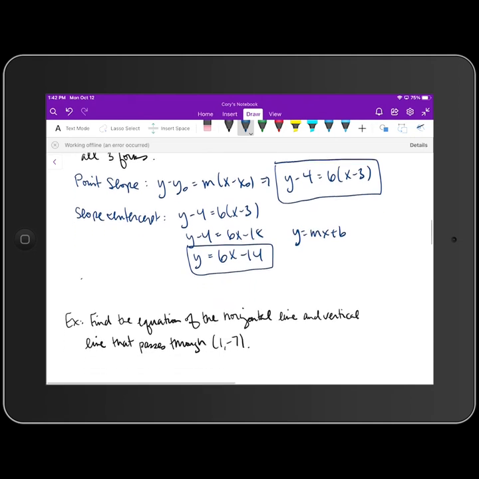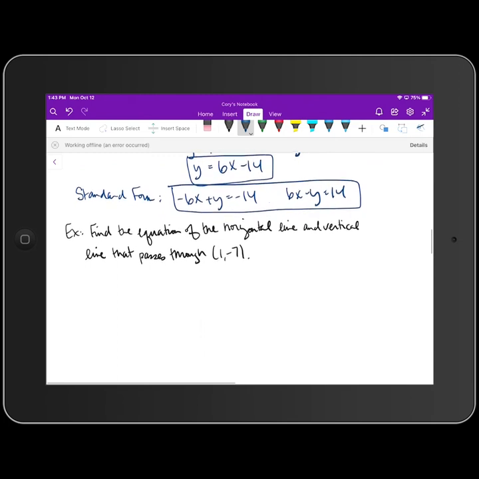And then the last form is standard form. So with standard form, we just want to take the slope-intercept form and move the x and y terms to the same side. So if I subtracted 6x on both sides, that would give me negative 6x plus y is equal to negative 14. If you want to write it like that, that's fine. If you want the x term to be positive, we can multiply both sides by negative 1, and that would make 6x minus y is equal to 14. So I'm okay with either of those two being your standard form.